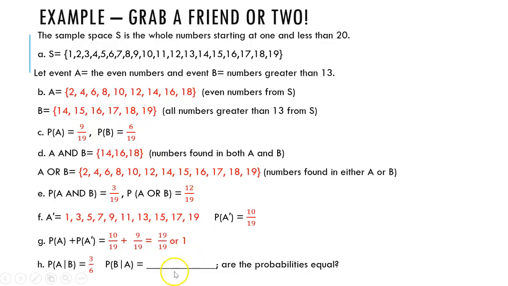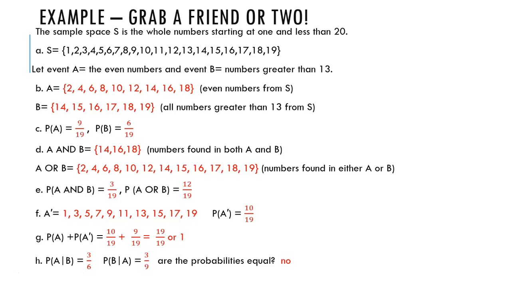13. All right, so then the probability of B given A. If A is the even numbers from S, then we've got 1, 2, 3, 4, 5, 6, 7, 8, 9 to choose from. That's going to be our denominator. And out of those 9, the probability that the numbers are greater than 13, that would just be the 14, 16, and 18. So, of course, those probabilities are not equal.